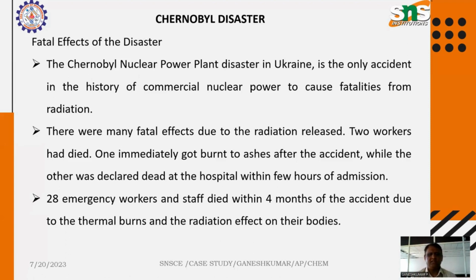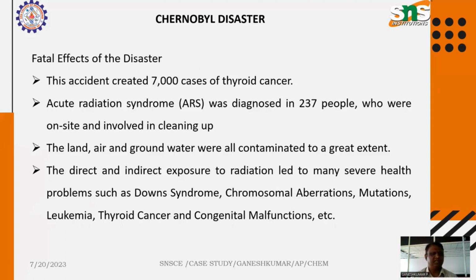28 emergency workers and staff died within 4 months of the accident due to thermal burns and the radiation effects on their bodies. The accident created about 7,000 cases of thyroid cancer due to radiation exposure. Acute radiation syndrome was diagnosed in 237 people who were on site and involved in the cleanup process. The land, air, and groundwater were all contaminated to a great extent. Direct and indirect exposure to the radiation led to several health problems such as Down syndrome, chromosomal aberrations, mutations, leukemia, thyroid cancer, and cognitive malfunctions that not only affected the current generation but continued for several generations through genetic transfer.